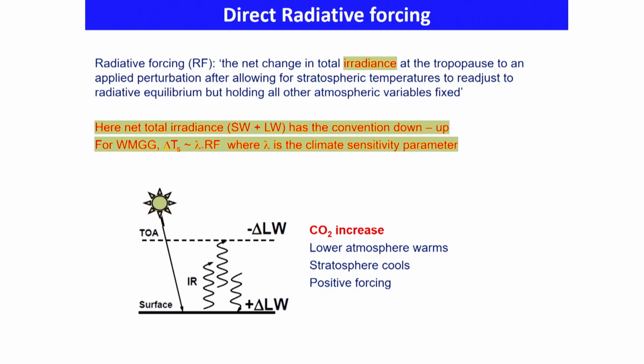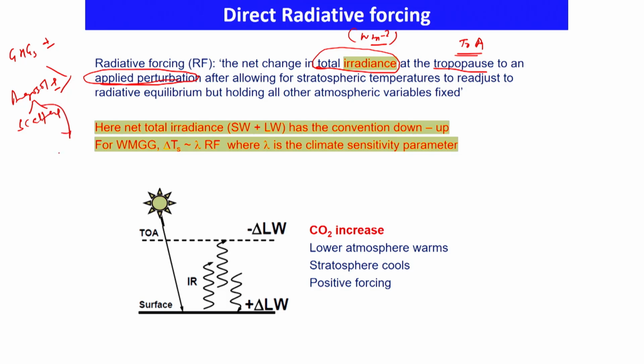Radiative forcing, if you see the textbook definition, is the net change in the total irradiance, and just remember the unit will be watts per meter square, at the tropopause, or at the top of the atmosphere, sometimes it is written, due to an applied perturbation. This is very important. The applied perturbation could be, for example, greenhouse gases that you either add or remove, or aerosols that you add more of or remove, and depending on whether you add more of scattering type or absorbing type, this can change.